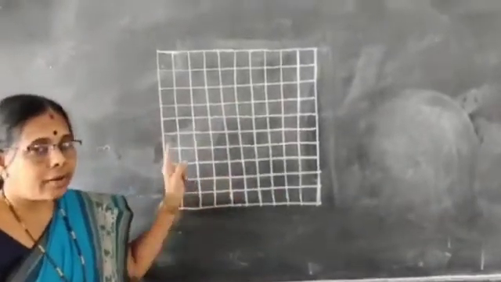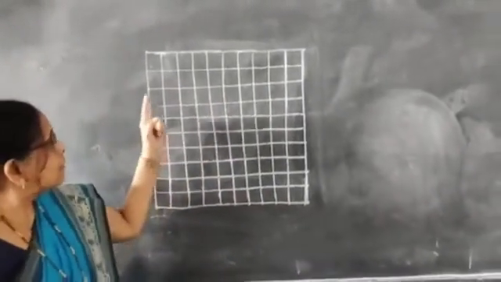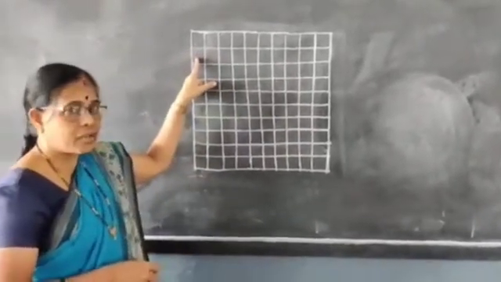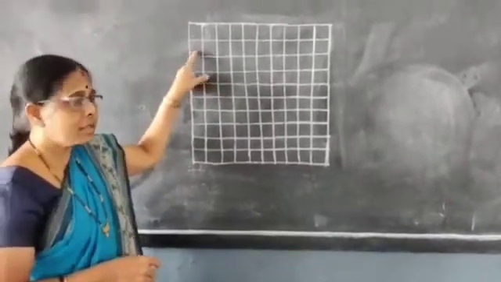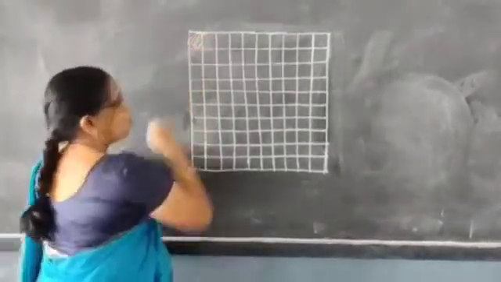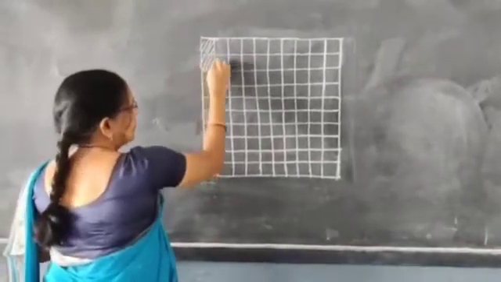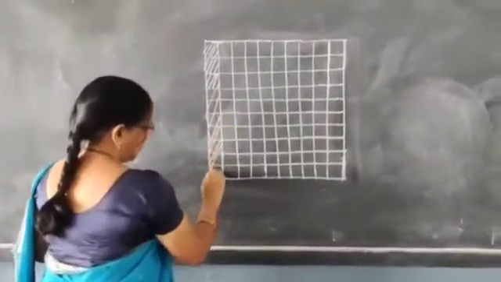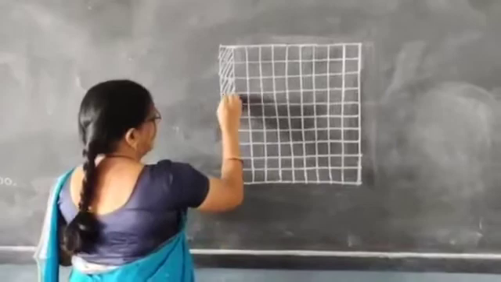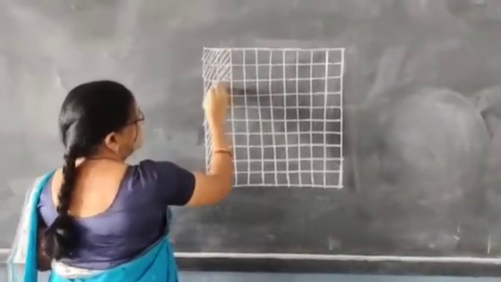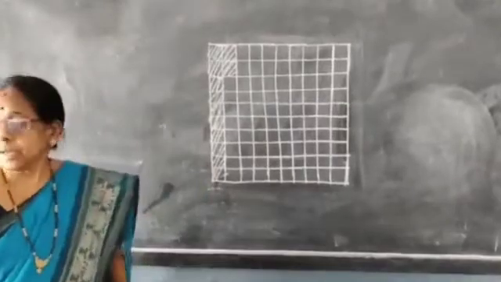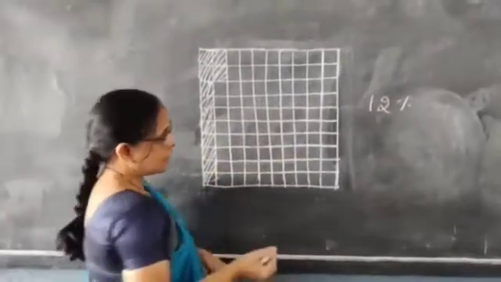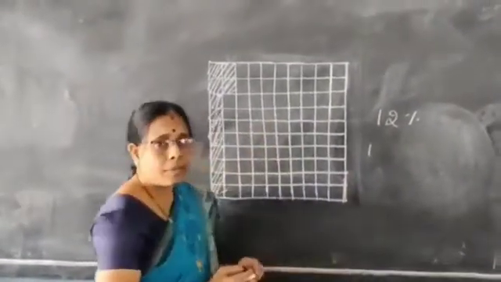Children, I have drawn here a 100 box grid. See, this one whole I have given as 100 parts. Suppose in this one box if I shade, how much percent should it represent? How much percent, children? 1%. Suppose if we shade 3 parts, 3%. Suppose if we shade 12 boxes, how much percent does it represent, children? 12%.